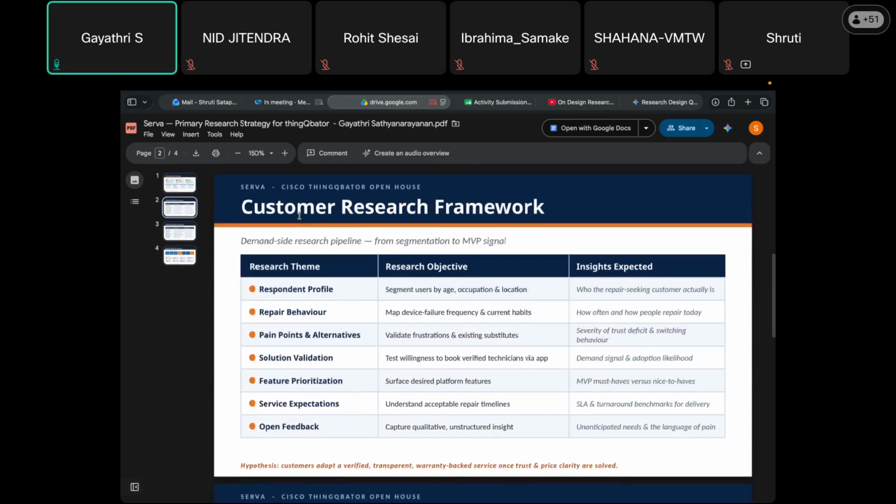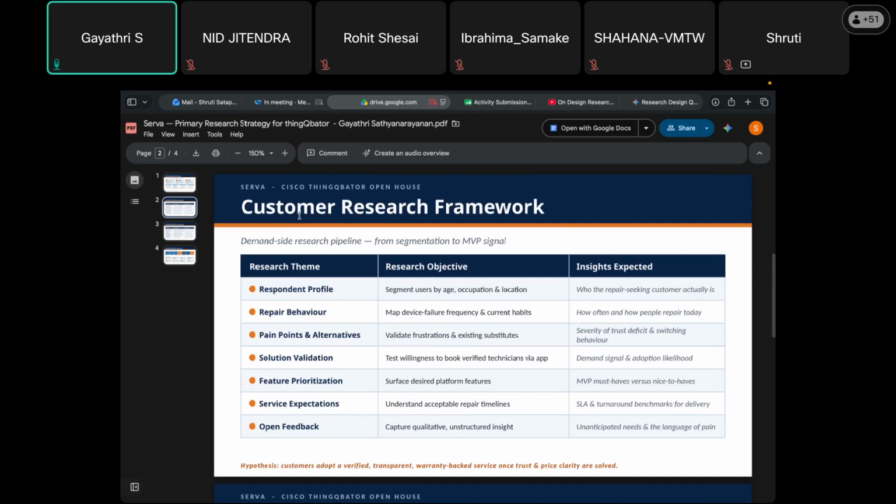So, coming on to our customer research framework. We follow seven stages, from understanding who our users are to validating whether they would actually use Serva as a platform. Of course, we take a good look at their profile first, because everybody has a different approach to getting their devices repaired, whether it is a student who wants convenience or maybe a senior citizen who wants robust reliability in their devices. They want them to work as long as possible, right? So everybody has a different problem when it comes to working with their devices.